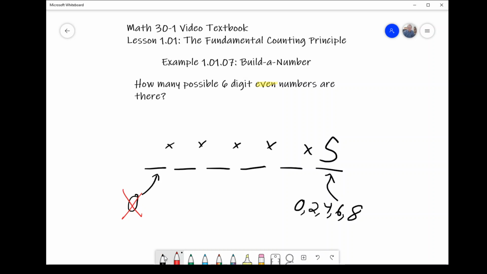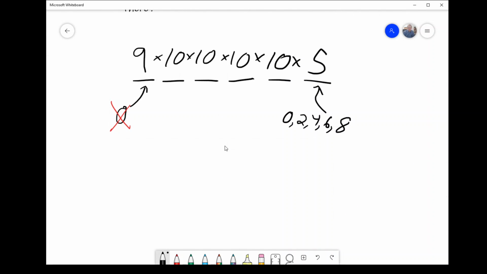0 is not allowed in your first digit in almost any of these digit counting problems. So our first digit only has 9 options, not 10. Now we have no other restrictions on the other 4 digits, so we can multiply them all together. And in the end, we find that there are 450,000 even 6-digit numbers.